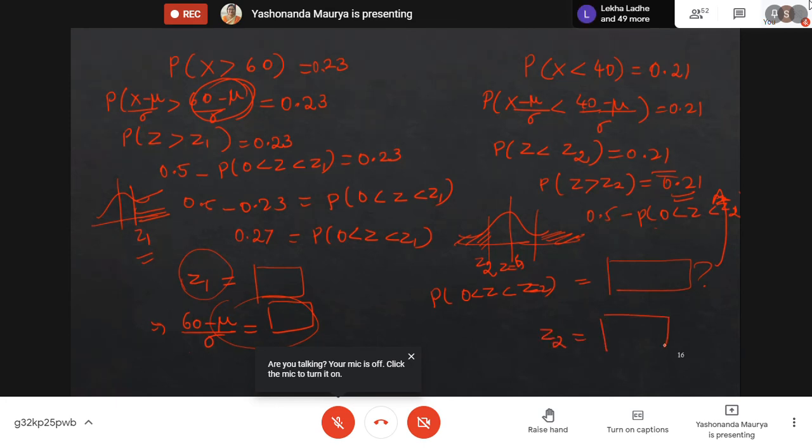What is that Z2 over here? Now, one thing you need to pay attention to here, because this Z2 is corresponding to the left of origin. So what will be this Z2? Z2 will be a negative number. So even if you are getting a positive number, make sure that you attach the minus sign to the number.